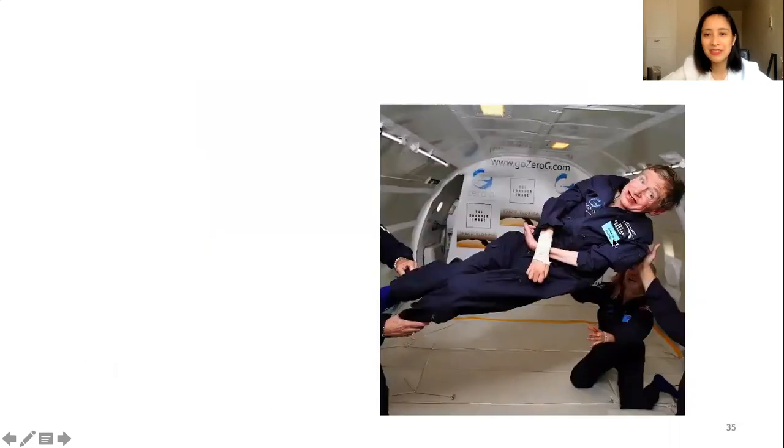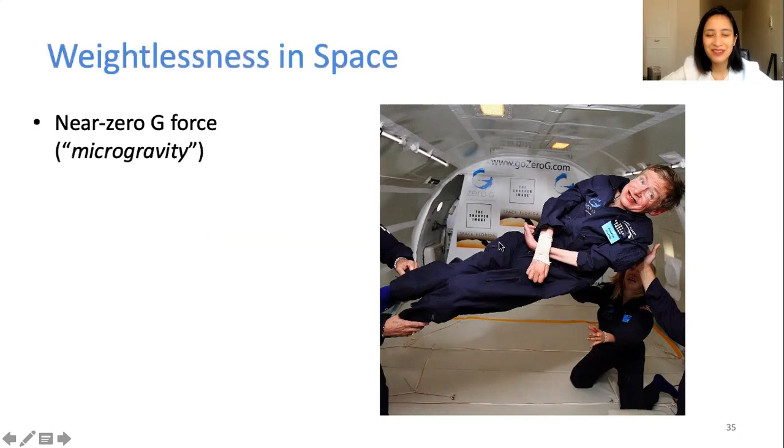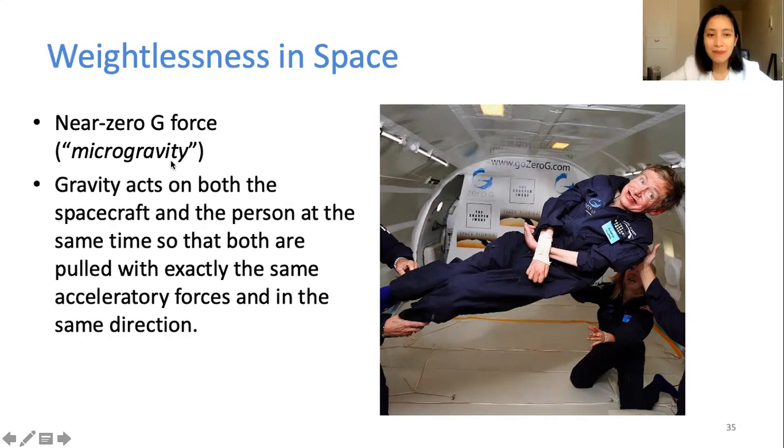Okay, so remember this is Stephen Hawking when they tried to make him experience weightlessness in space. So in space, there's near zero gravity, near zero G force. No, it's not positive G or negative G, but near zero. And this is called microgravity. So this happens because gravity acts on both the spacecraft and the person at the same time, so they cancel out one another. So positive G plus negative G equals near zero G force. No?